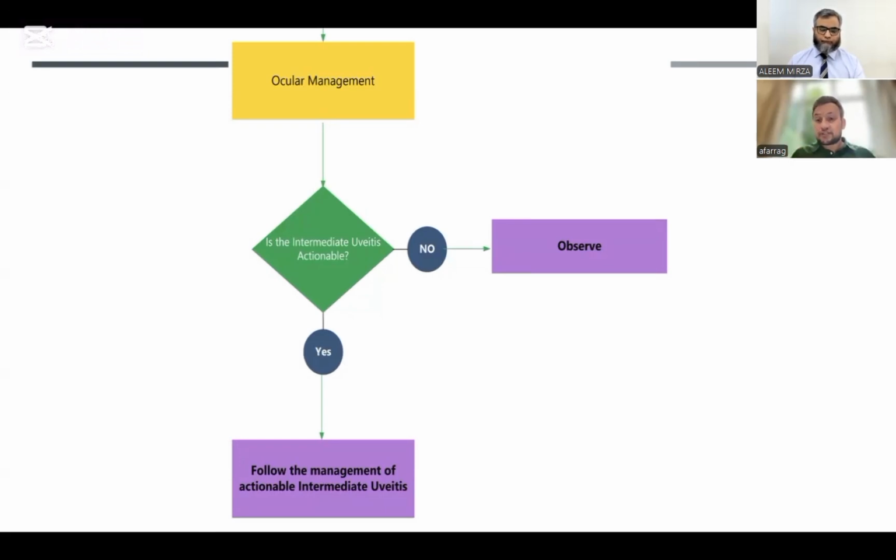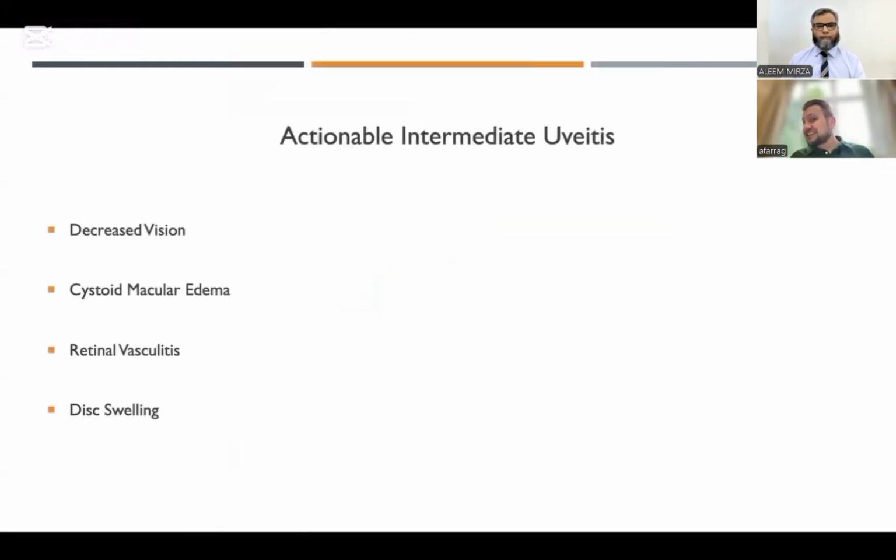We don't need to treat. If it's actionable intermediate uveitis, then you need to follow the management of actionable intermediate uveitis. The question that comes to mind now is, what do you mean by actionable intermediate uveitis? We excluded infection already. If you exclude the infection and no infection needs to be treated, then we are talking about actionable non-infective intermediate uveitis, because infective screening is the main thing.